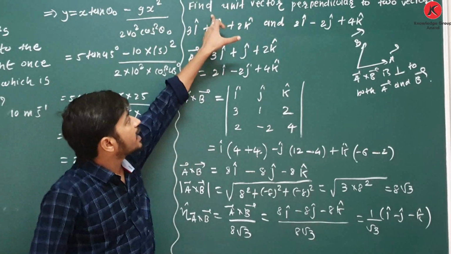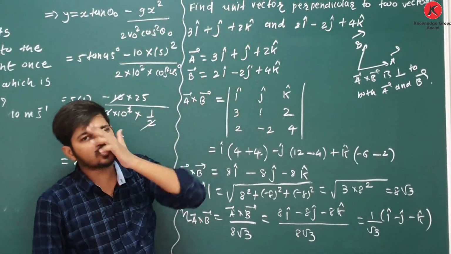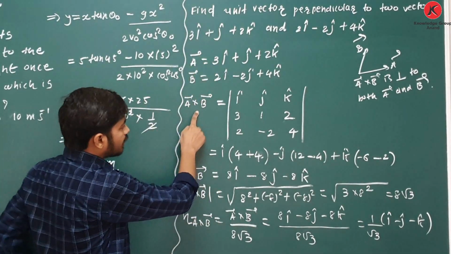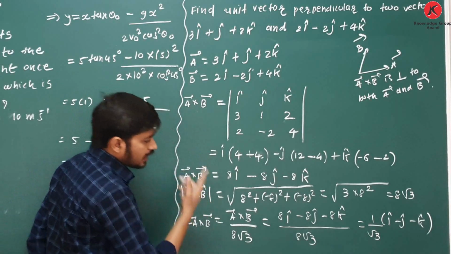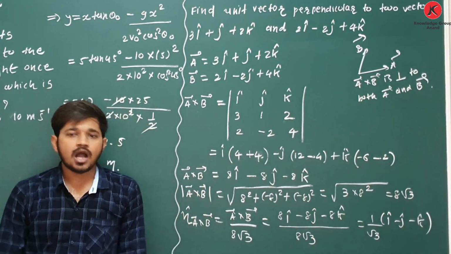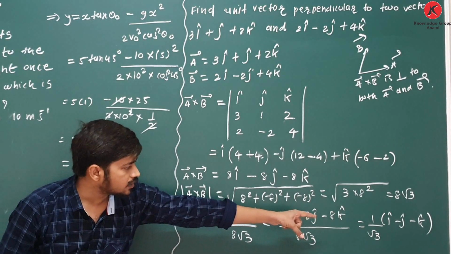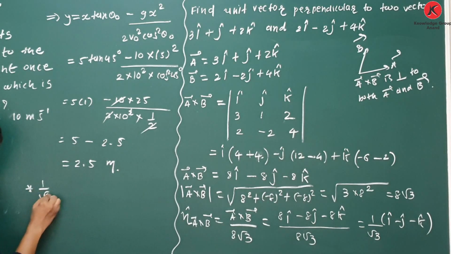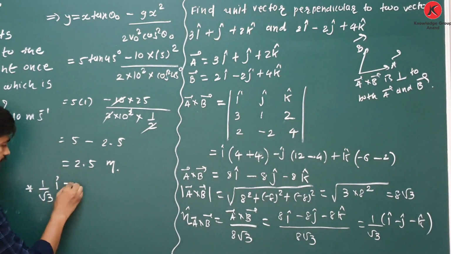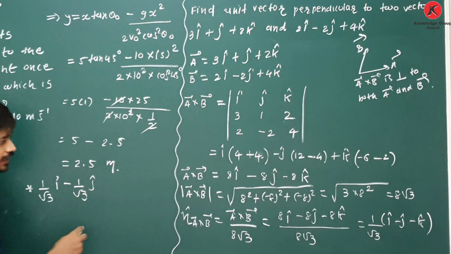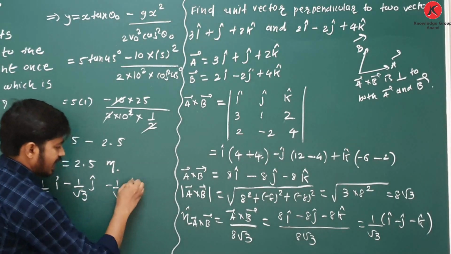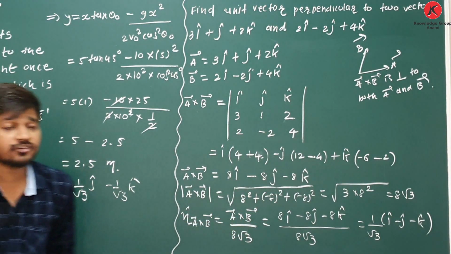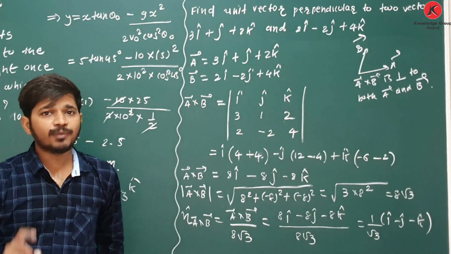Understand the idea. Find a unit vector perpendicular to two vectors. We have two vectors a and b. First of all, find their perpendicular vector, that is a cross b, then its magnitude, and here it is, the unit vector. Now, how to verify your answer? Is this vector a unit vector or not? We have obtained the vector 1 upon root 3 i caret minus 1 upon root 3 j caret minus 1 upon root 3 k caret. Unit vector, what is its definition? Its magnitude is 1.